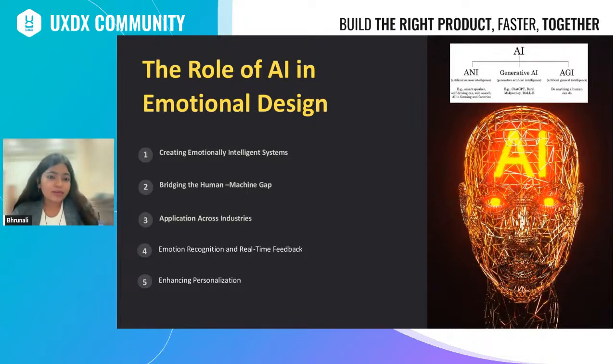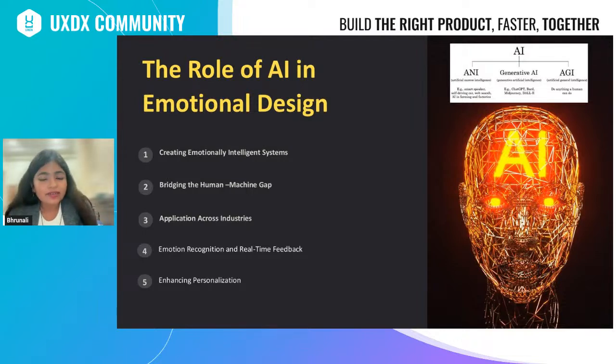So, what is the role of AI in emotional design? And to understand that, it's very important to understand how AI basically functions. So, AI is being categorized into three different categories, that is, artificial narrow intelligence, generative AI, and artificial general intelligence. I would like to quote a few examples for you to understand what these categories are talking about. So, artificial narrow intelligence, you must be aware of these products like smart speakers, platforms like web searches, the AI inbuilt car dashboards, and so on. That's where artificial narrow intelligence comes into the picture.